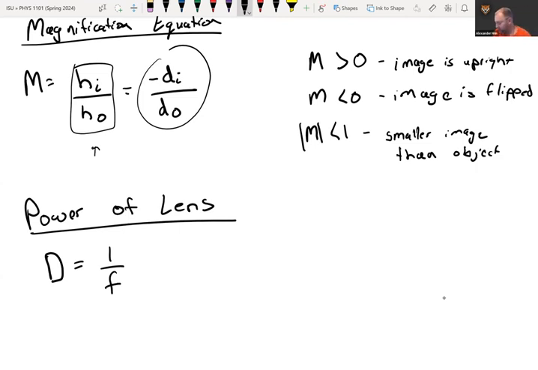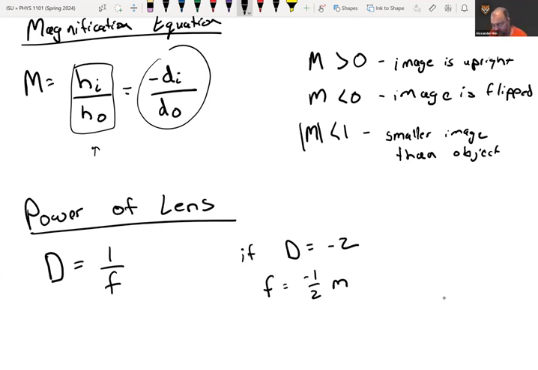Now, if D equals -2, that's what it is for my left eye. My power for my left eye is -2. Basically, what you're saying is that your focus is equal to -1/2, and in SI units, it's -1/2 meters.